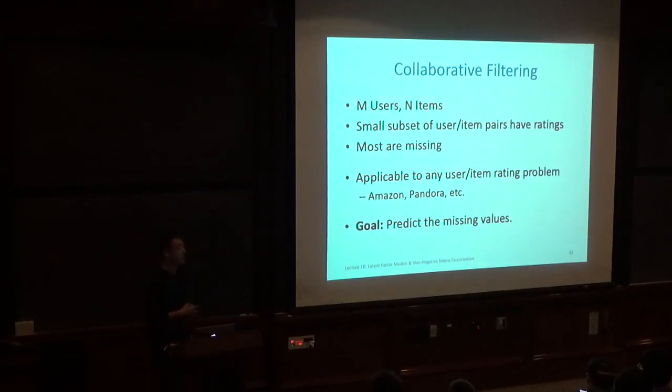This is the problem known as collaborative filtering. This is the formal problem definition of which the Netflix problem is an instance. So we have M users and items. They don't have to be users and items, but typically these problems are cast in the context of recommender systems. A subset of the user-item pairs have ratings of some kind, and most are missing. And the goal is to predict the missing values.